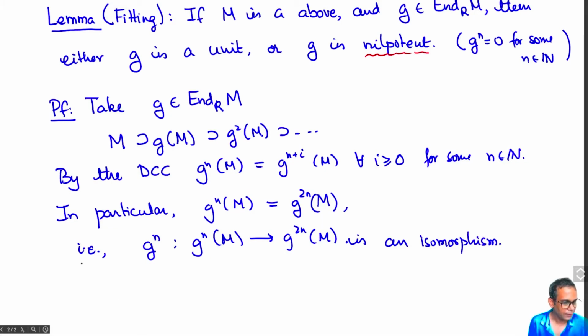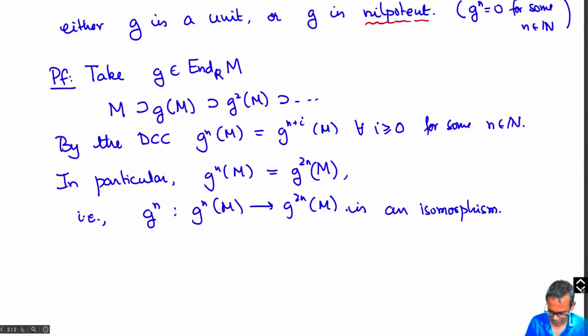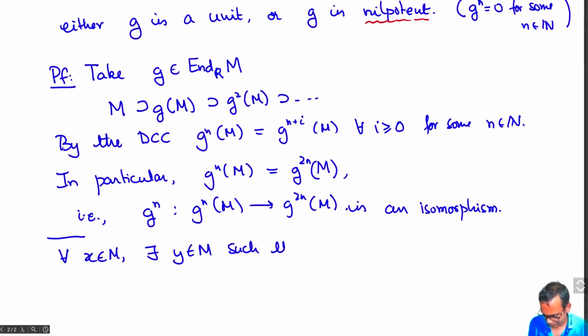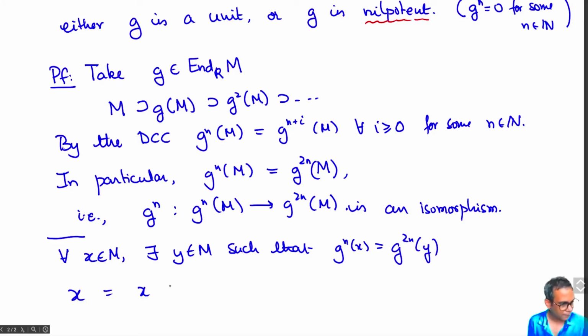Okay, so now let's proceed further. If x is in M, then there exists y in M such that g^n x is g^(2n) y, right? Just because g^n M is g^(2n) M. And so I can write x as g^n y plus (x minus g^n y).